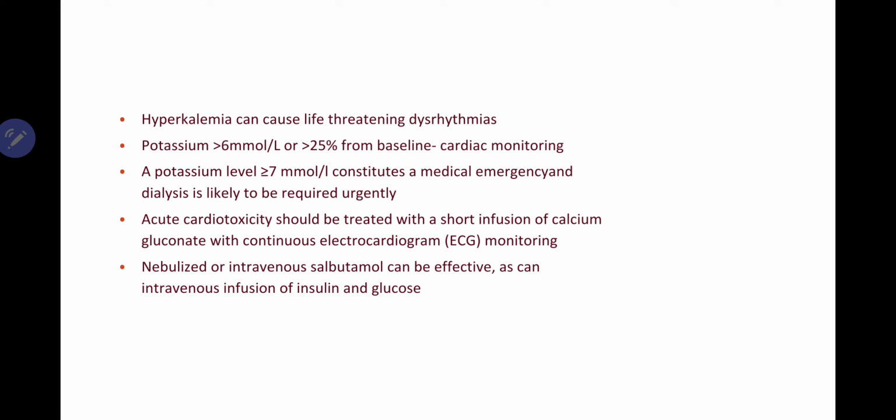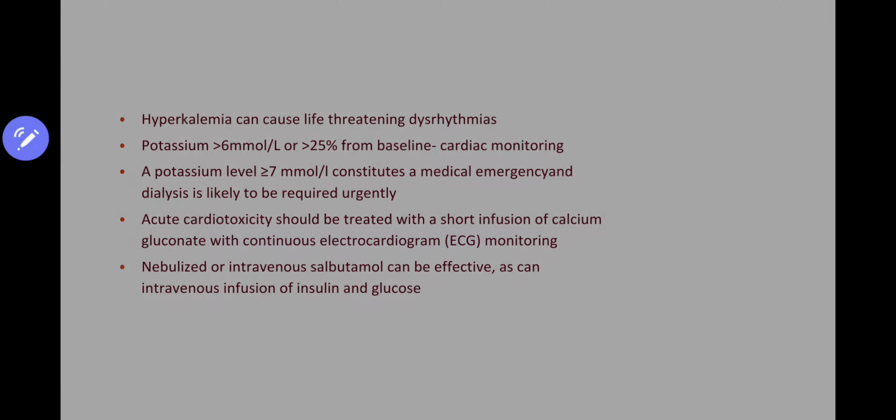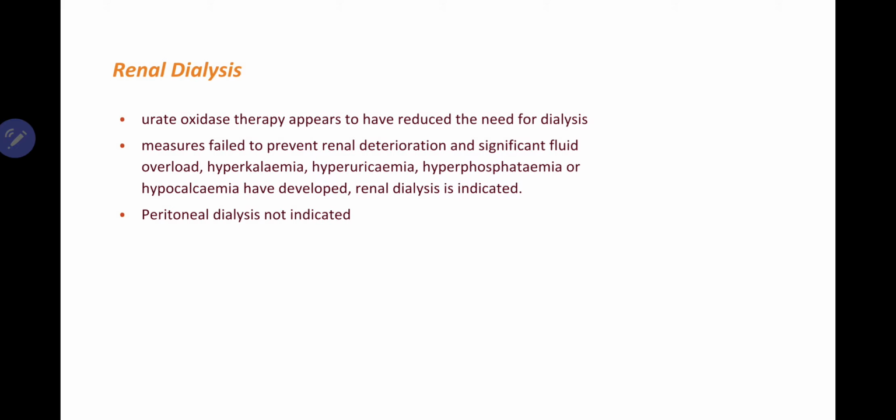Nebulization or IV salbutamol can be effective and can be used as infusions. We can also use GI drips that we commonly use in treatment of hyperkalemia. So dialysis is very important if there is acute kidney injury, no urine output. Uric oxidase therapy appears to reduce the need for dialysis now. We have seen in the previous slide that just 1 to 3% of the patients need dialysis nowadays.